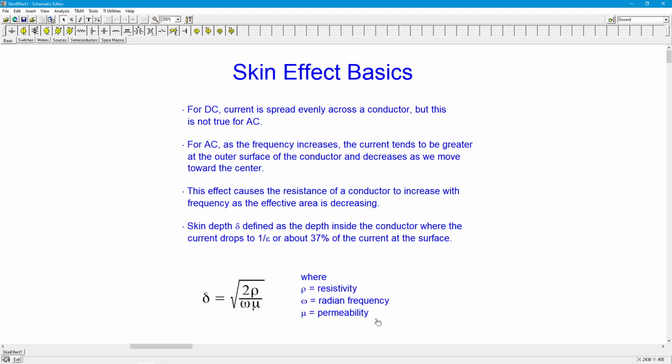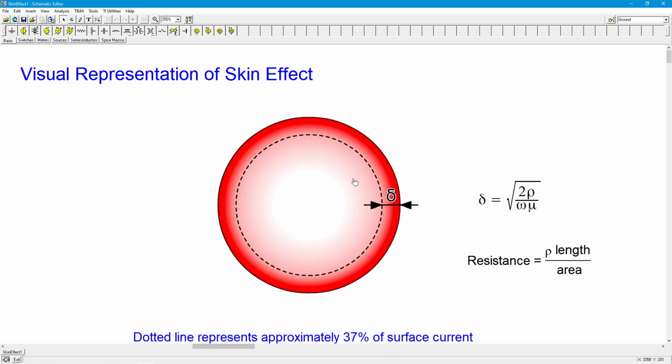All right, so here's a nice visual for you. We're looking at our wire face on, okay? For DC, this would all be red, right? The red color that I'm using here would represent the intensity of the current. So out here, this is a high current. This is sort of a middle of the road current. This is basically no current down here where it's white, right? So for DC, this whole thing would be solid red.